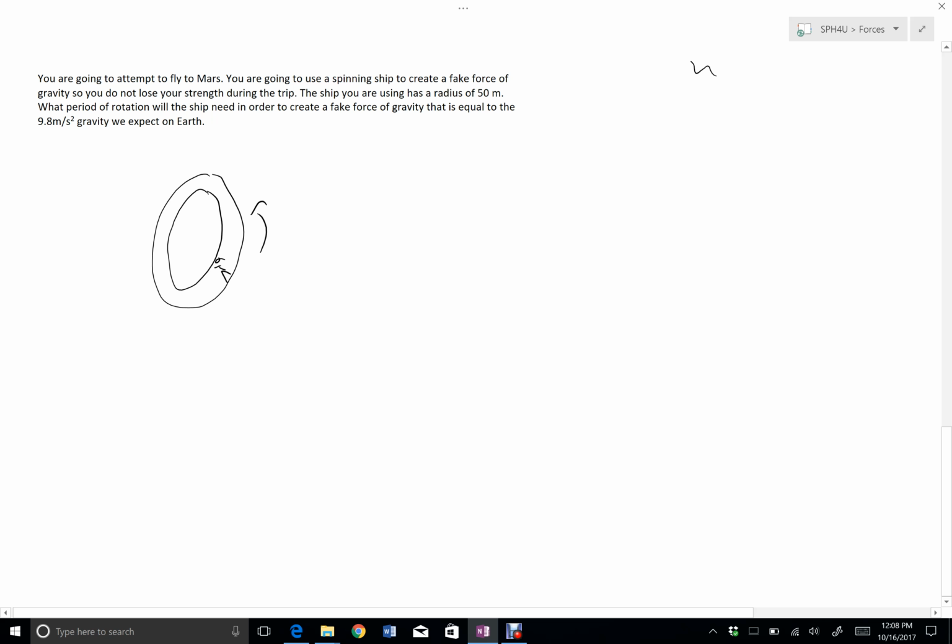And it says that your ship has a radius of 50 meters. What period of rotation would you need in order to create a fake force of gravity that is equal to the 9.8 meters per second squared gravity we expect on Earth? So we expect our force of gravity to be 9.8 times our mass. And so we want to create a centrifugal force that's equal to 9.8 times our mass. Remember, the centrifugal force is equal to the mass times the acceleration of the system. So to get 9.8 m, we have to get an acceleration of 9.8 meters per second squared.